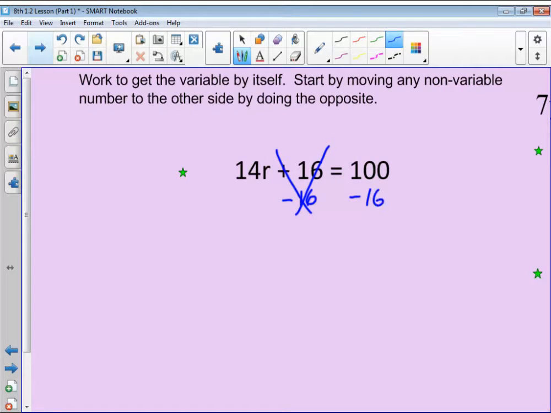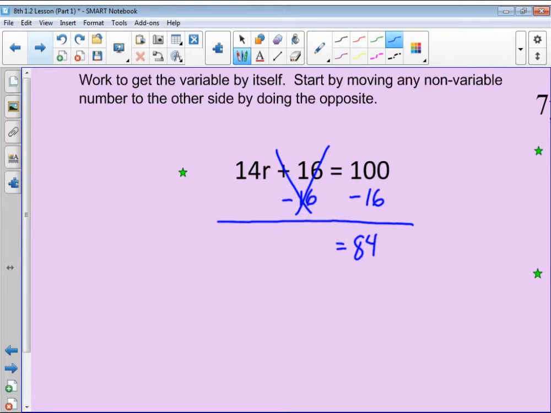Minus 16. Now, if you're not great with mental math, I'm hoping you can all subtract 100 minus 16. But if you're not super confident in that, yes, you can use your calculator. But my goal is like on problems like this, hopefully you're pretty comfortable. So if I go through 100 minus 16 is going to put me at 84.